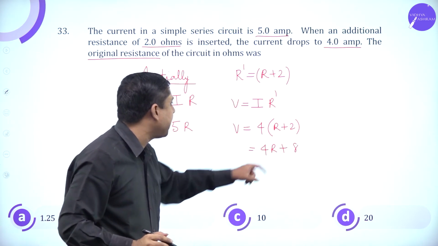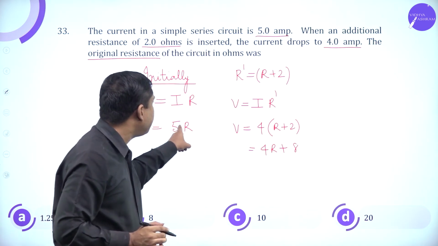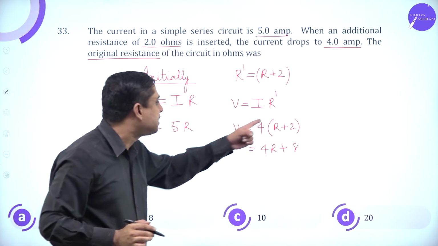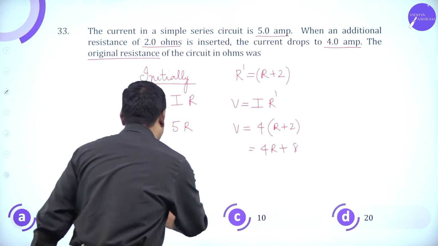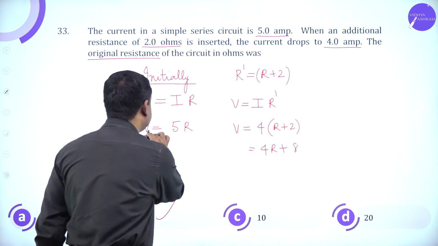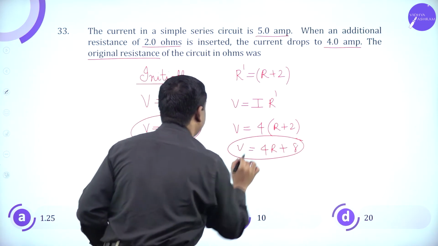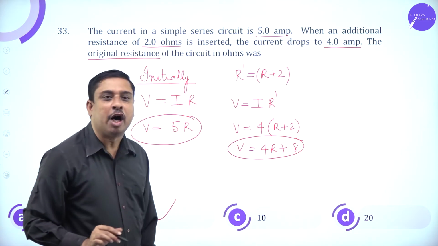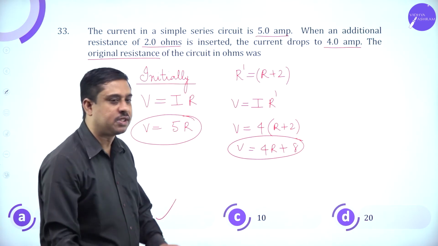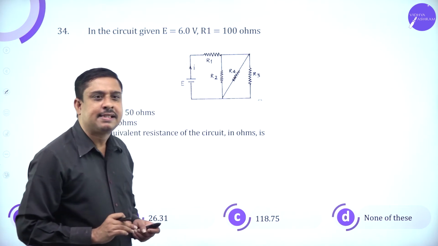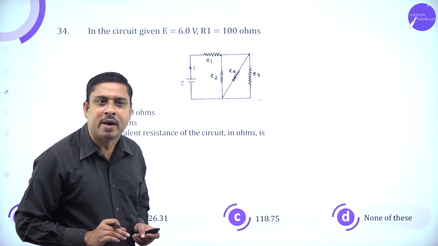Equate these two. So 5R minus 4R is R. So what is the value of R? It has to be 8 ohms. I'm just equating these two. When you equate, you get R to be 8 ohms. Again, a simple circuit solving question.